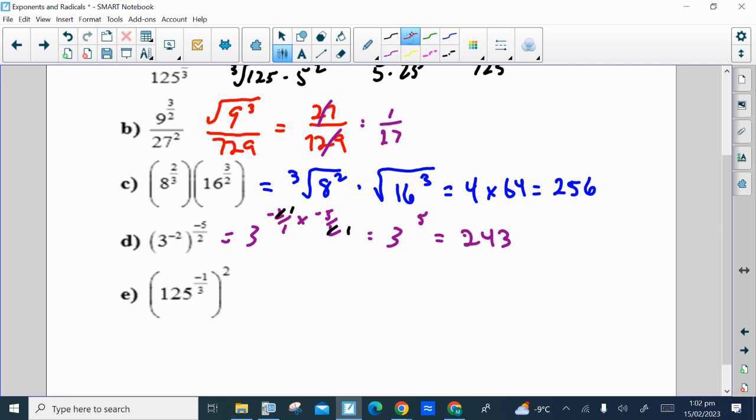Stanley, what do we do for the exponents in this next one? Multiply, because you got one exponent raised to another. So it's 125 to the power negative 1/3 times 2, which is 2 over 1. Nothing can cancel here. So we're going to multiply top times top. Negative 1 times 2 is negative 2 over bottom times bottom. 3 times 1 is 3. What should we do next, Emery? What do you think?